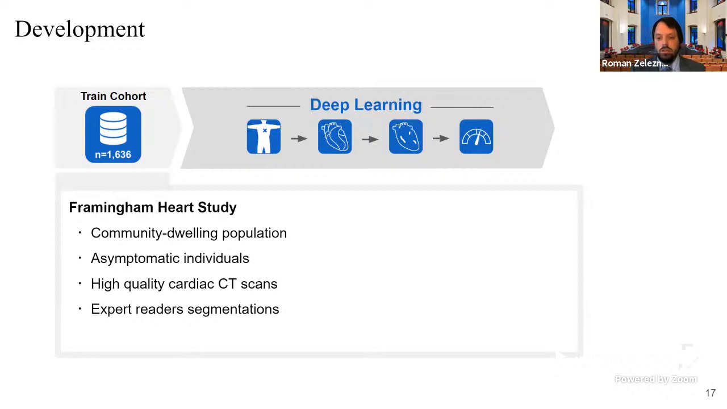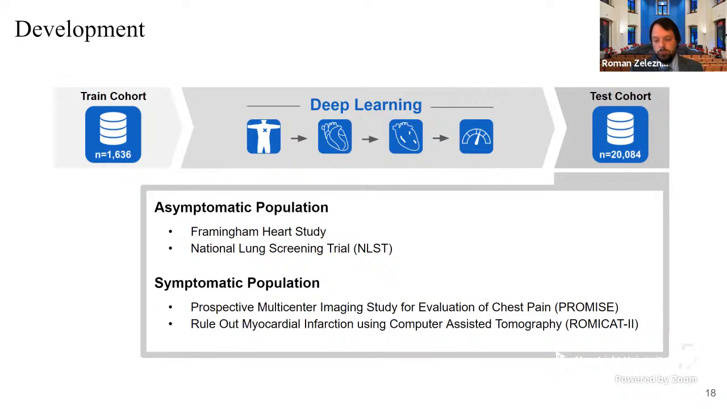A special focus of our study was to show generalizability and real-world applicability of our developed system. We therefore tested it on over 20,000 CT scans from four independent and distinct clinical studies. These included data from the Framingham study, where we chose individuals different from the training data. We furthermore used CT scans from the National Lung Screening Trial, which included healthy individuals who were or are heavy smokers. And we also had two symptomatic cohorts from two clinical studies, which included stable and unstable chest pain patients.